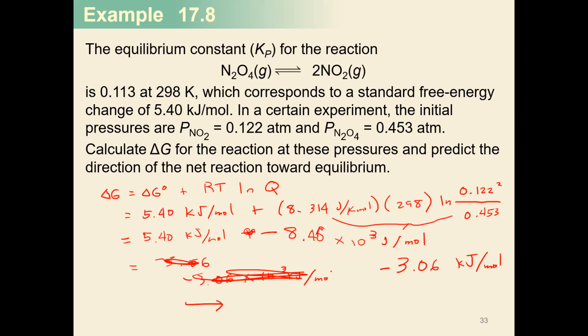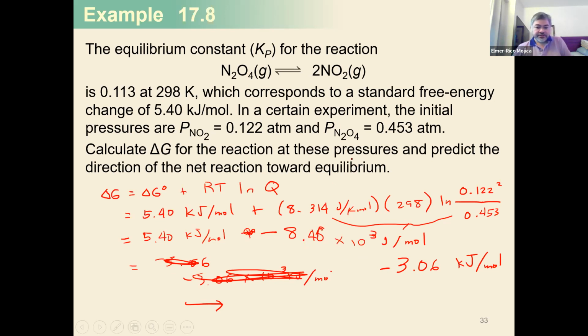Did you change the 5.40 to joules or no? Yeah, the one is in kilojoules here and the other one is in joules, so I want them to be the same. So you just divide this by 1,000 here. So you have 8.46 kilojoules. Okay. So question.